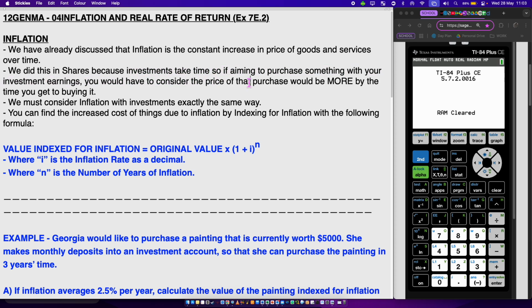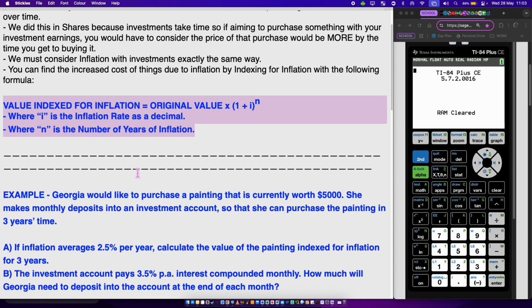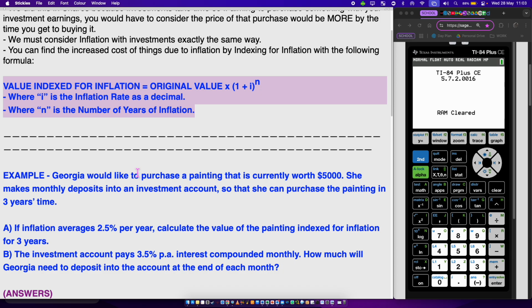So if you're aiming to purchase something with your investment earnings, you have to consider that the price of the thing is going to be more later. We must consider inflation with investments exactly the same way. If you don't have this formula already, can you please get it down? It's the value index. It's the inflation formula. I'll give you a minute or so.